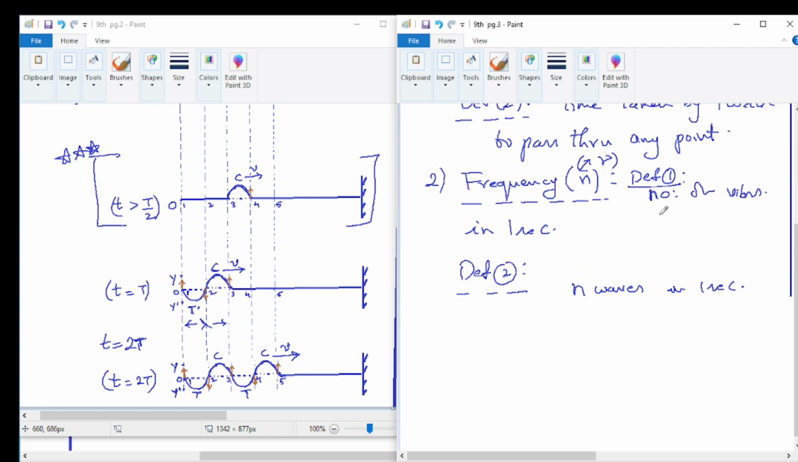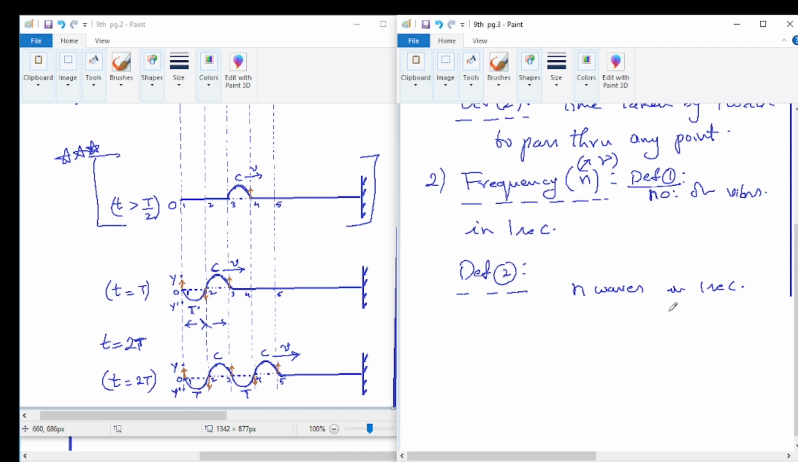So frequency can be defined as number of vibrations in 1 second, which is the same as number of waves passing in 1 second. So frequency can be defined in both ways. It is the number of vibrations made by a vibrating particle in 1 second, or made by a vibrating body or oscillating body in 1 second, or it's the number of waves passing through any point in 1 second. So this is the other definition.